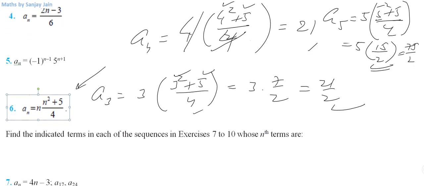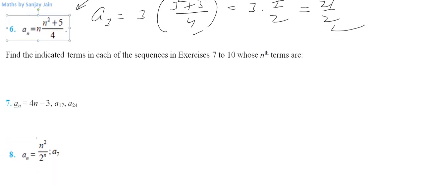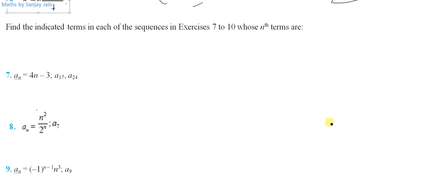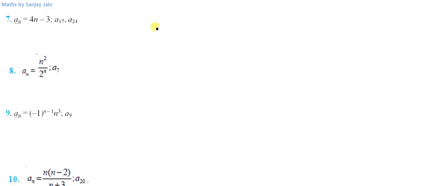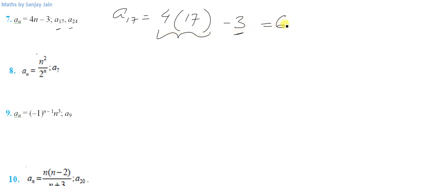Let us move to the next one. Find the indicated terms in each of the sequences whose nth terms are given. Okay, so nth terms are given and we need to find the indicated terms. That means here I need to find the 17th term and 24th term. So A17 will be, I am just replacing n with 17 everywhere. So it will be like this. This is 68 minus 3, 65.